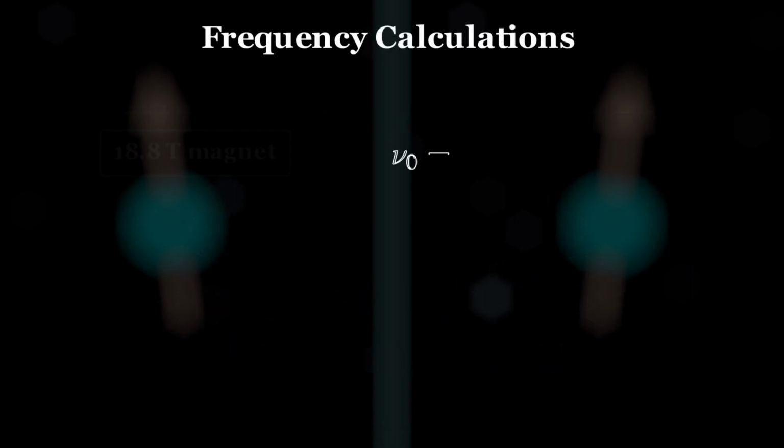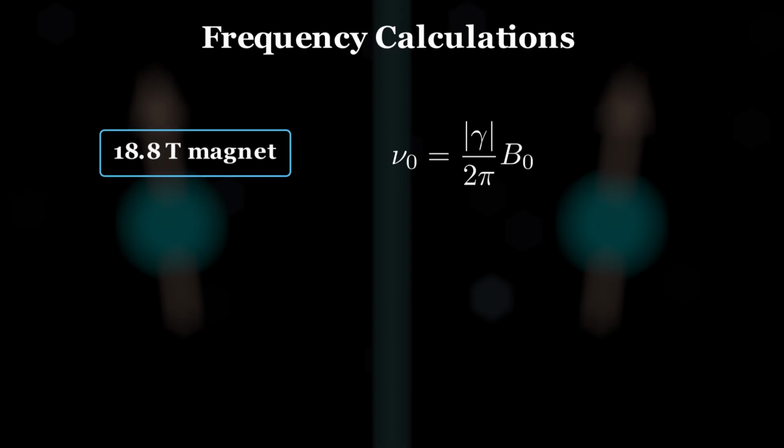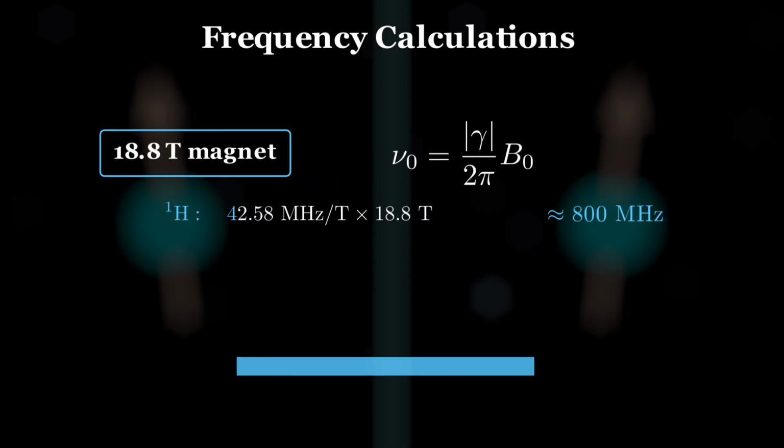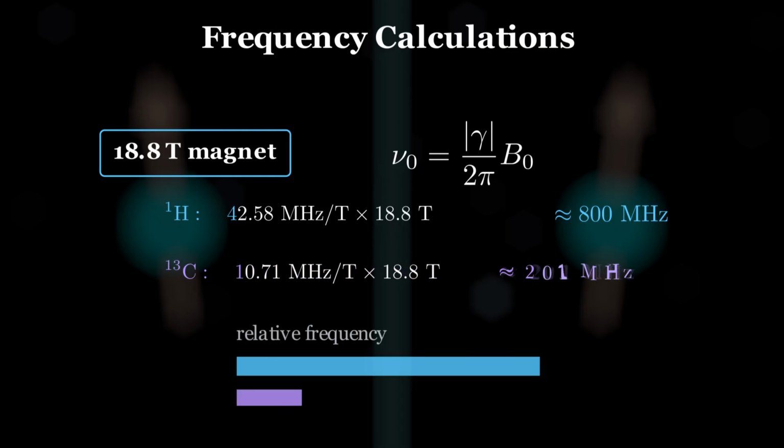Suppose we have an 18.8 Tesla magnet. For hydrogen, gamma over 2 pi will be 42.58, and then the B field would be 18.8 Tesla. So this would give us about 800 megahertz. For carbon-13, on the other hand, the same magnetic field of 18.8 is applied, but the gyromagnetic ratio over 2 pi is now 10.71, and this is going to give us 201 megahertz.